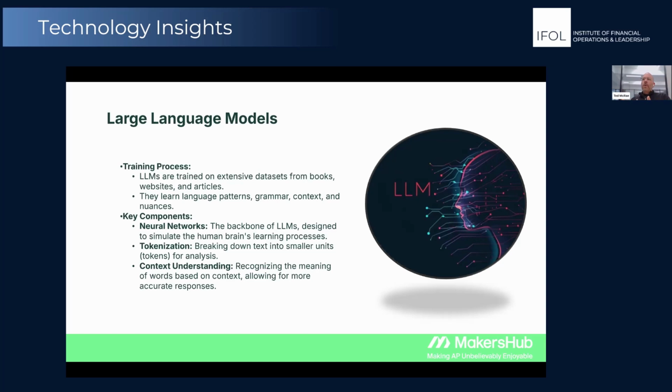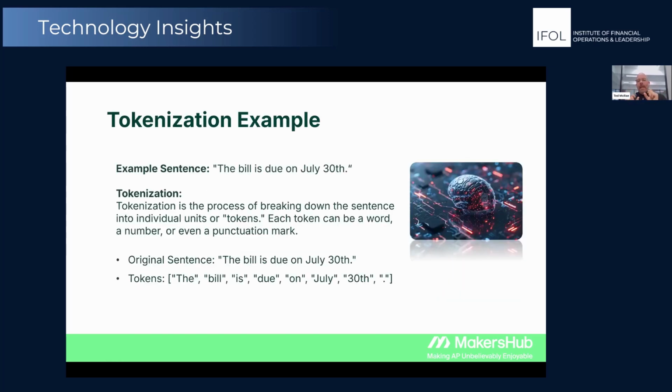And then we get into tokenization. If you've ever written a prompt in ChatGPT, this is where tokenization really works. It breaks down the text into smaller bits and units, tokens, and analyzes those tokens. Then, with contextual understanding, it puts those tokens back together where they should be. It almost breaks down a sentence like we learned in fifth grade and then puts it back together, so it understands the bits and pieces of that sentence, paragraph, or whatever you're writing. So let's look at examples in an AP world of what tokenization actually means. An example in this context is the sentence: the bill is due on July 30th. Tokenization is the process of breaking that sentence down into individual units, or quote unquote tokens.